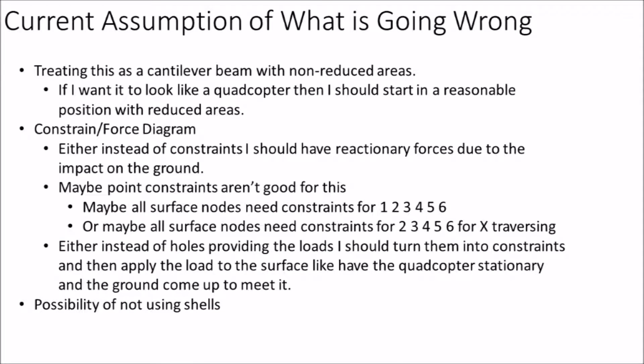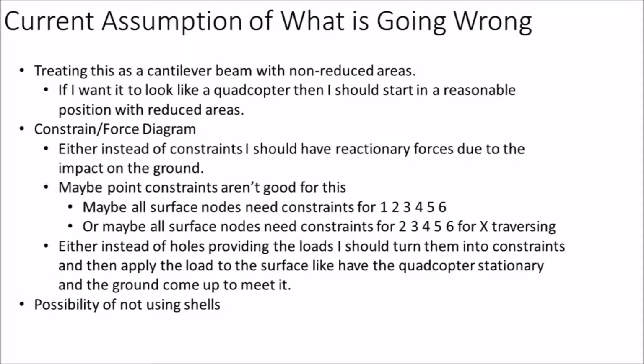These are my current assumptions of what I think is going wrong. I'm treating this as a cantilever beam with non-reduced areas. If I want it to look like a quadcopter, then I probably should start with a reasonable reduced area. My constraint force diagram might not be completely correct. Maybe I shouldn't have point constraints, maybe I should have surface constraints, or maybe I should have reactionary forces.